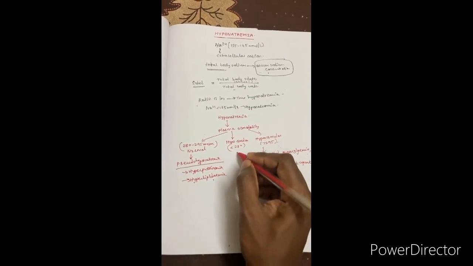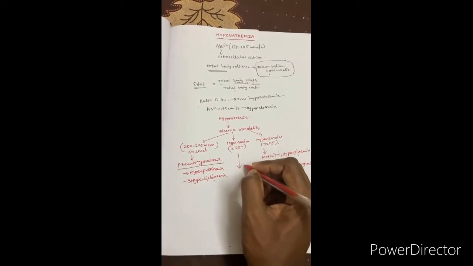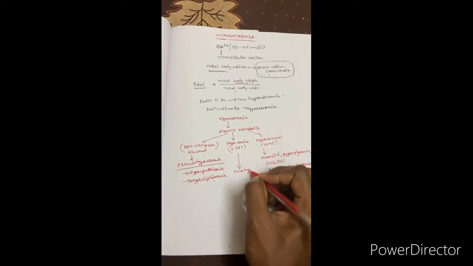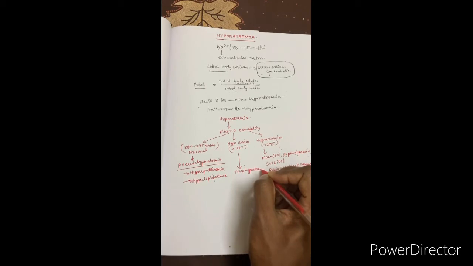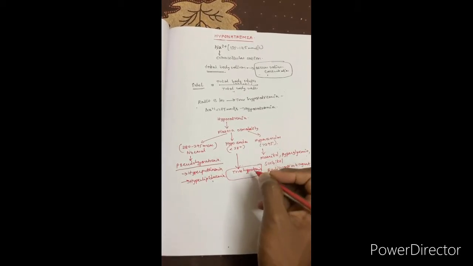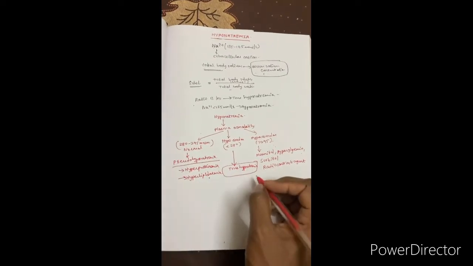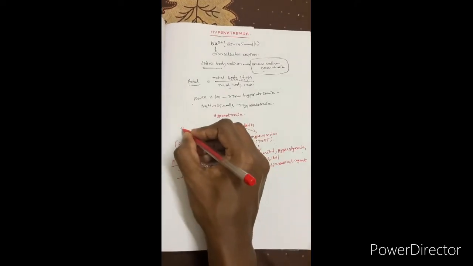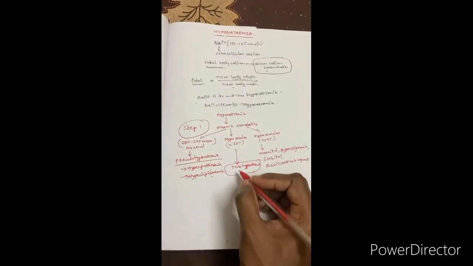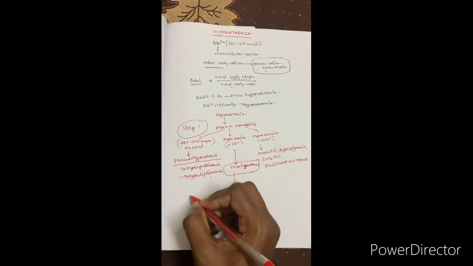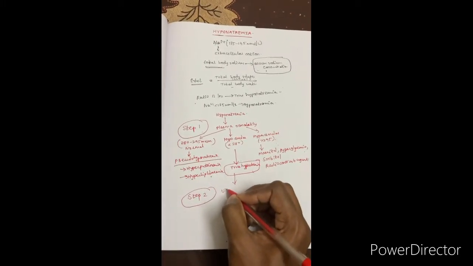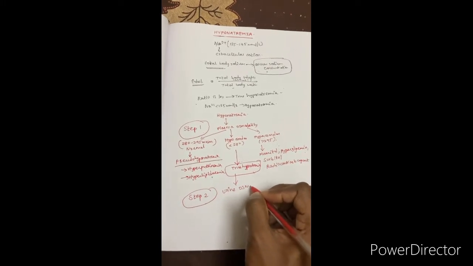When you get hypoosmolar, less than 280, this is the condition with true hyponatremia. When the serum sodium concentration is low and the osmolarity is also low, then it's true hyponatremia. This is step 1, your plasma osmolarity. Next, coming to step 2: you have to measure the urine osmolality.